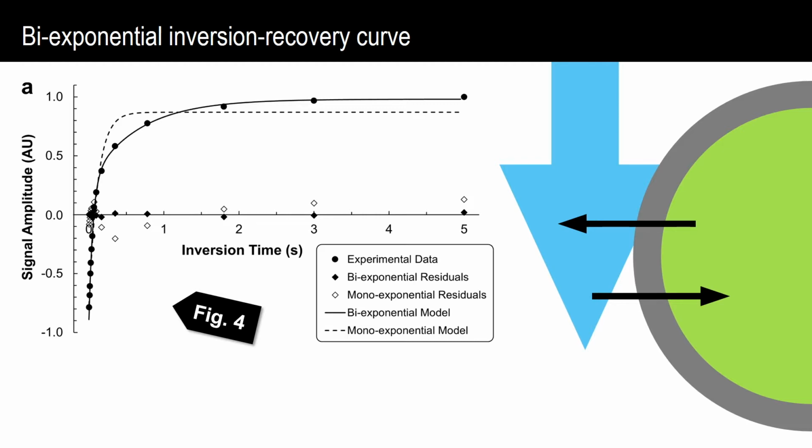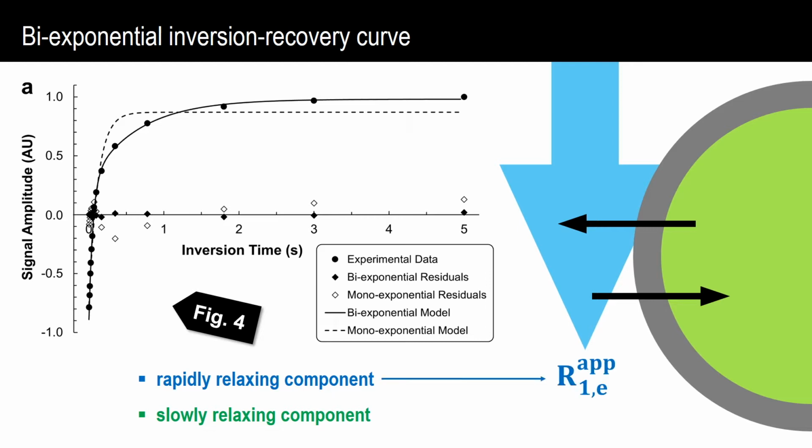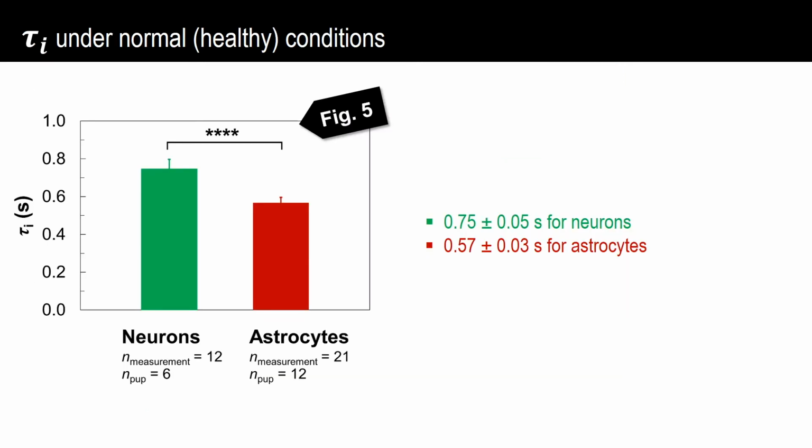And we could derive two relaxing components from the bi-exponential modeling. The rapidly relaxing component was assigned to the large apparent R1 for the extracellular water, and the slowly relaxing component was assigned to the exchange modulated effective R1 for the intracellular water. Please refer to our full-length paper for the details of the data modeling and assignments of relaxing components. Now let's quickly jump to the key results of this paper.